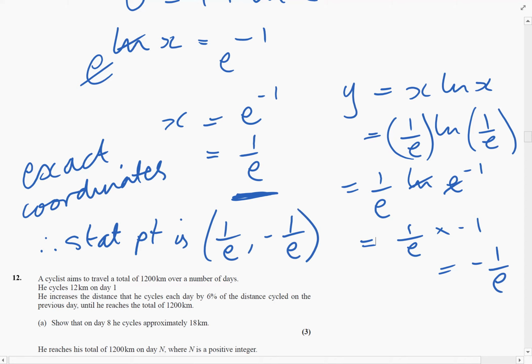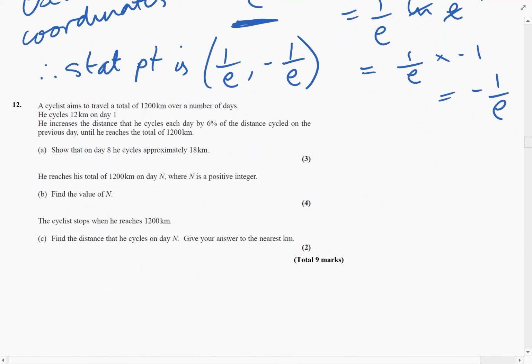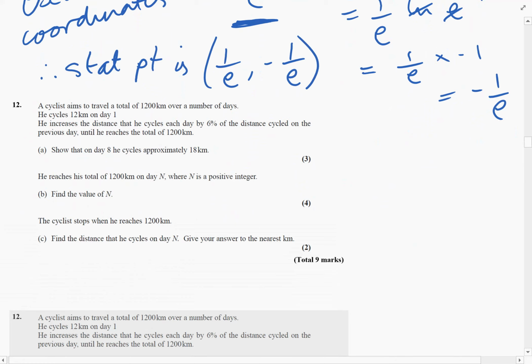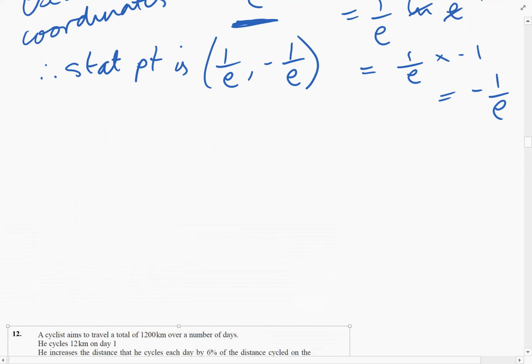Oh, we've got to do part B yet. We're still not finished this question. Let's move this one down. Okay, so part B says show the stationary point is a minimum turning point. So once you've found your stationary point, to check what kind of stationary point it is, you need to do the second derivative.